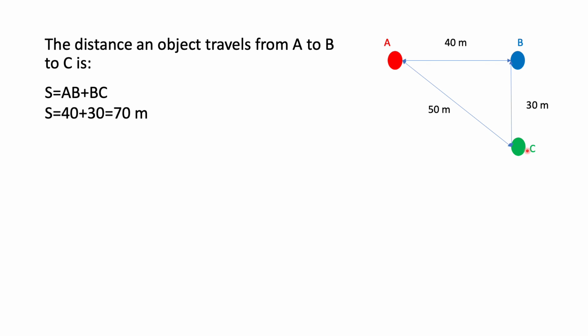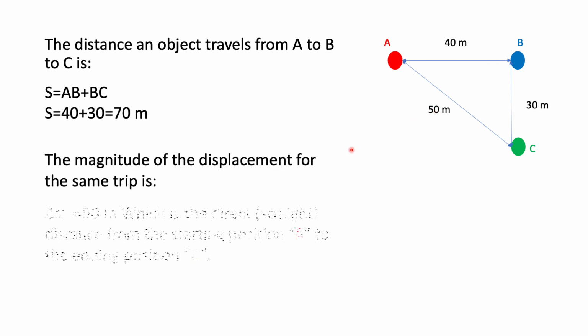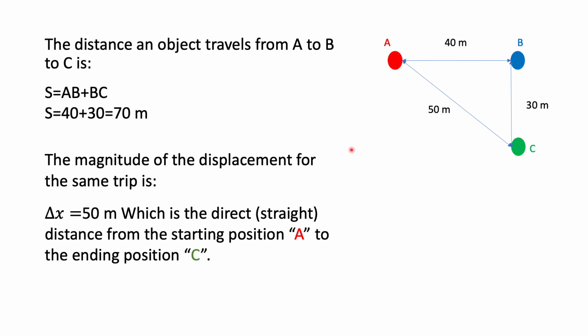If you want to find the magnitude of the displacement, which means the size or the value of the displacement, from the graph I can tell the straight distance from the starting position, which is A, to the ending position, which is C, is 50 meters. So the displacement has a magnitude of 50 meters. Okay, so this is the displacement.